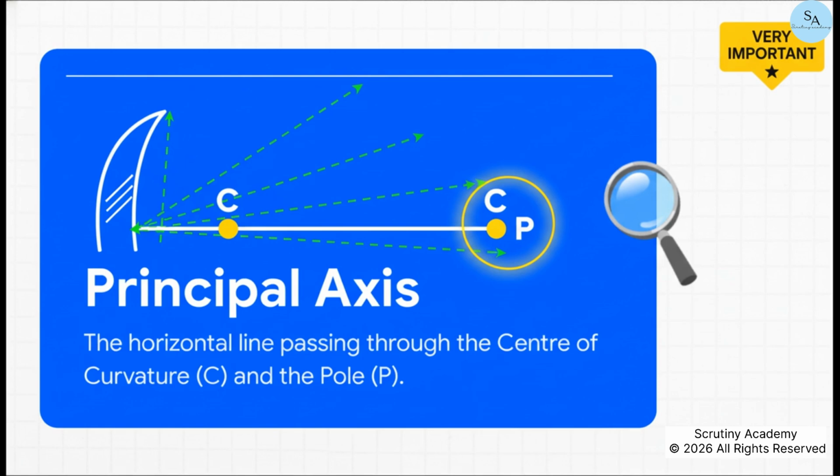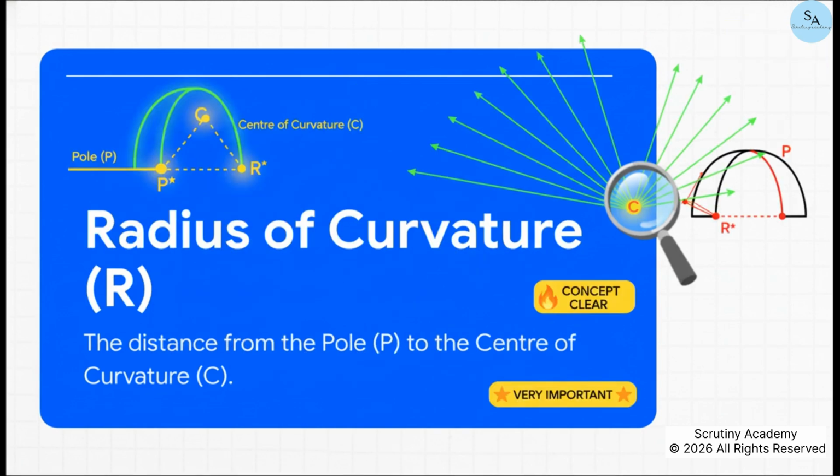center of curvature, C. And finally, the radius of curvature, or R. This is simply the distance from the pole P on the mirror's surface all the way to the center of curvature, C. It's literally the radius of that giant sphere that our mirror is a small part of.